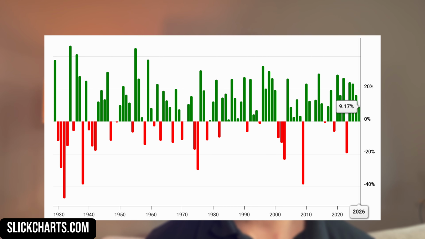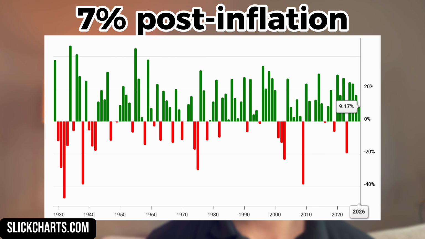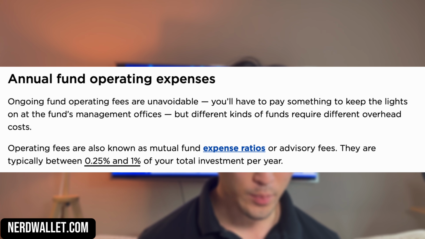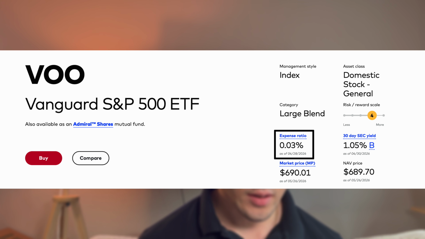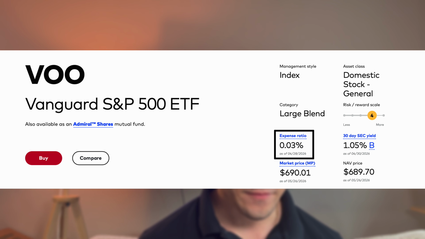First, consistent returns over time. Since 1957, the S&P 500 averaged annual nominal returns of around 10%, or roughly 7% if we account for inflation. Second, lower fees than active funds. The average fee for actively managed funds is between 0.25 and 1%. In comparison, VOO, a passive ETF that tracks the S&P 500, has a 0.03% fee.